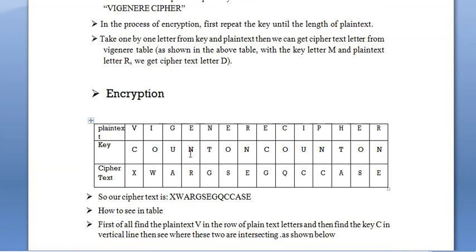Similarly, for all the other letters, you need to find out where they intersect and write this in your ciphertext. It is very important to make this table during your examination. So this way you can find out the ciphertext. Thank you.